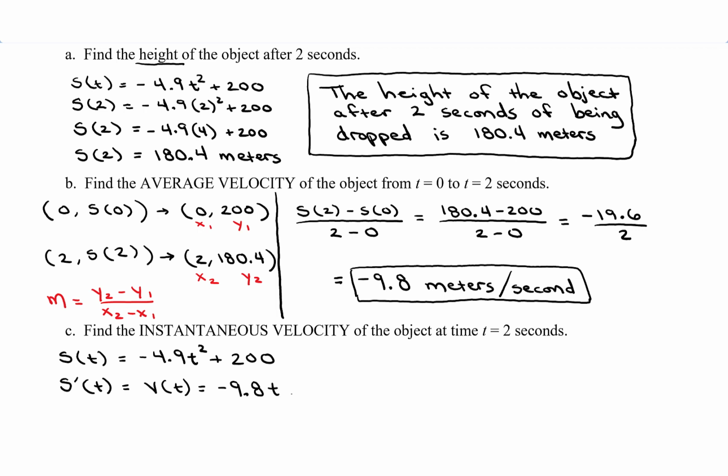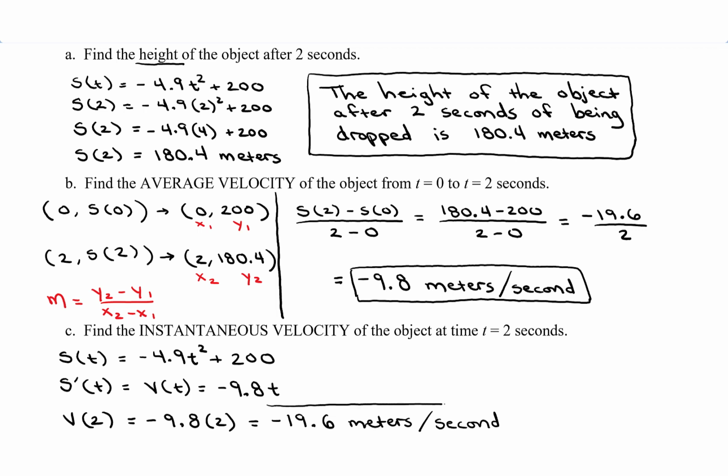9.8 t. Now we're going to substitute t equals 2 in order to find the instantaneous velocity at 2 seconds. So v of 2 will be equal to negative 9.8 times 2, which is equal to negative 19.6 meters per second. And we're going to go ahead and box this answer in.